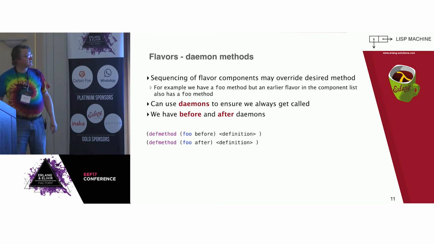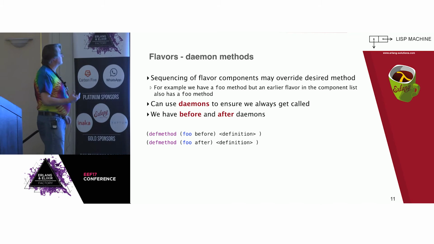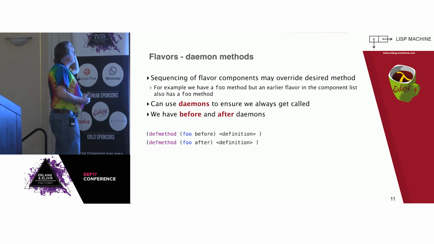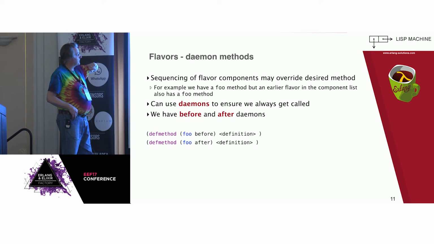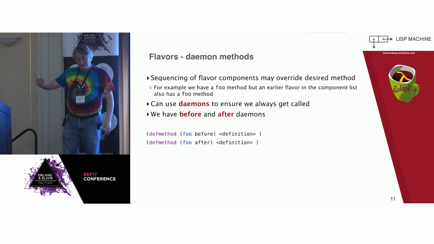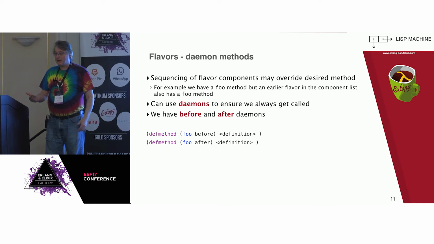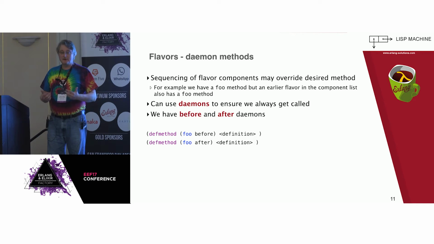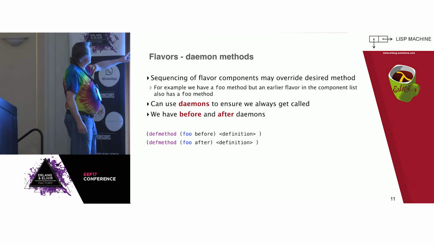Well, there is one. It's called daemons. So I can define daemon flavors, or sorry, daemon methods. The sequence of flavors may override a desired method. Right? So we have a foo method, but a flavor earlier in the component list also has a foo method. And I can't do much about that, because I have no idea how my flavor is going to be used. Right? So we can have daemons do that.